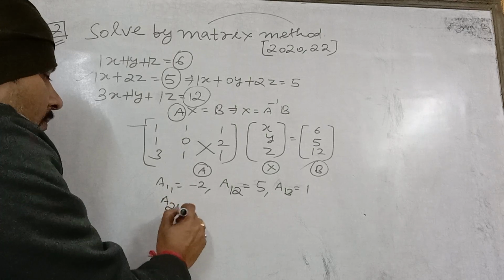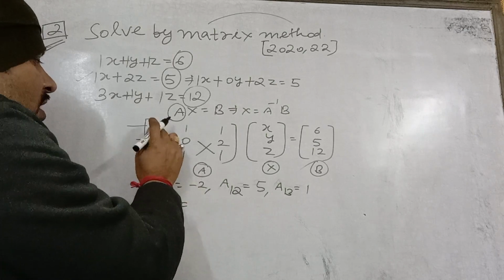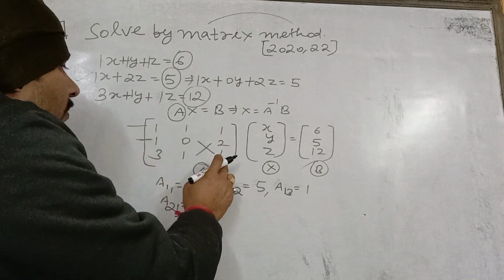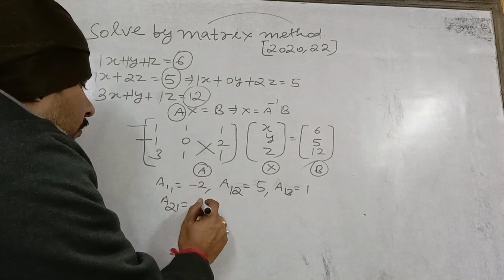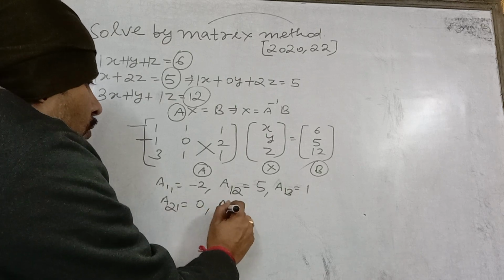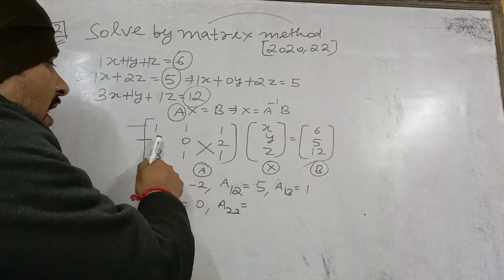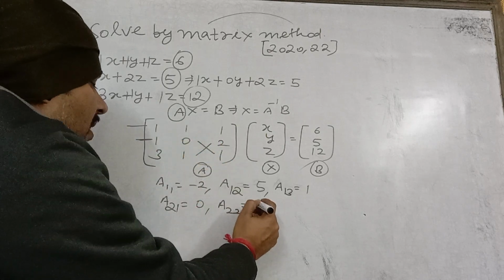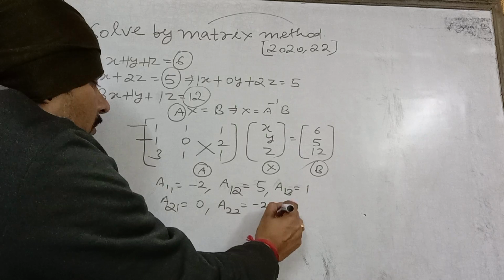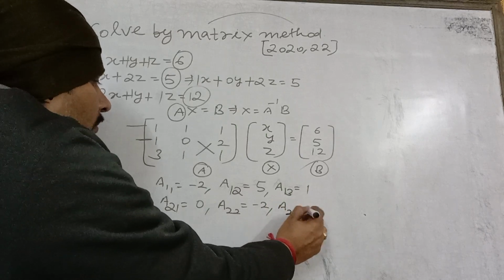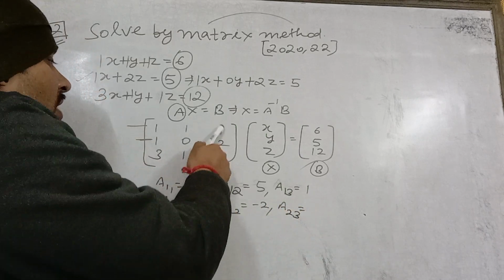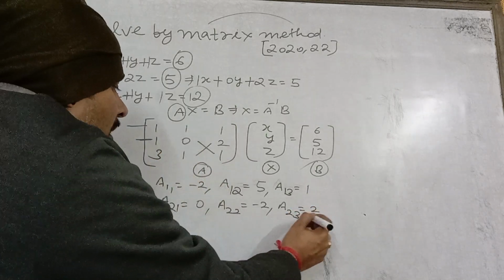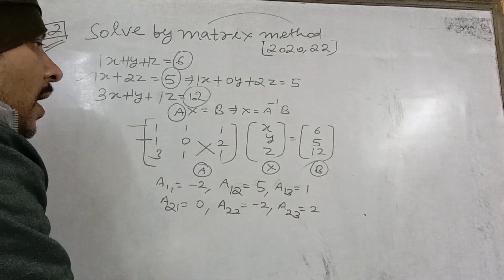A21, second row, first column, it means 1 minus 1, 0. A22, second row, second column, it means 1 minus 3 minus 2. Second row, third column, it means 1 minus 3 minus 2. So it means plus 2 because the sum is an odd number.